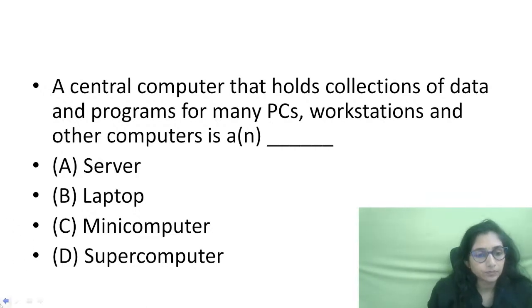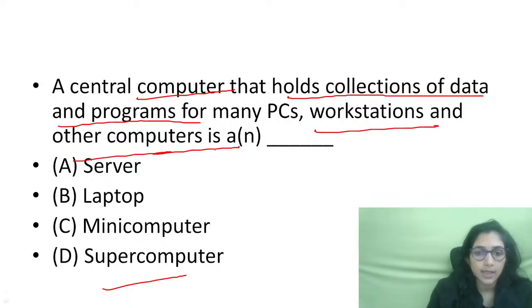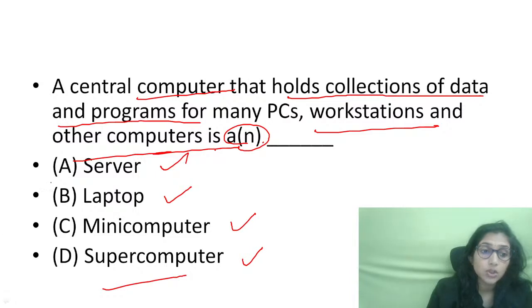So now, a central computer that holds collection of data and program for many PCs, workstations, and other computers is an? Server, laptop, mini computer, supercomputer. Which of these? Is it a mini computer? Is it a supercomputer? Is it a server? Is it a laptop? Okay. So, yes. Can you tell me the answer to this? Your time has already started.